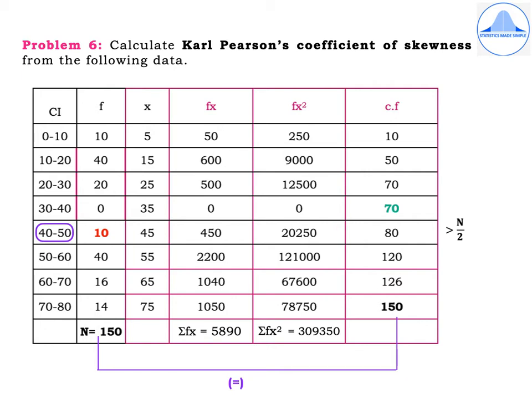Fx square values are 250, 9000, 12,500, 0, 20,250, 1,21,000, 67,600, 78,750, and summation fx square is equal to 3,09,350. In the last column, cumulate the frequencies and the values are 10, 50, 70, 70, 80, 120, 126 and 150. You know that the CF values are correct if the last less than CF matches with capital N, and in this case both are 150.